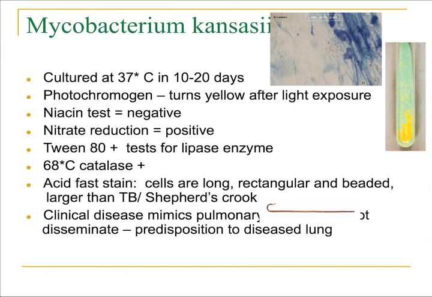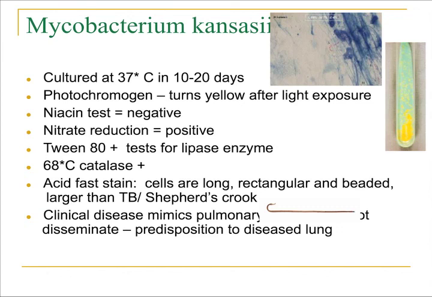Biochemically, it's niacin test negative, nitrate positive. It produces Tween 80 hydrolysis and a 68 degree catalase reaction. One of the most interesting things about this organism is its acid-fast stain. The cells are long and rectangular and beaded, somewhat like TB, but the organism is usually longer than TB organisms and has this very unusual shepherd's crook morphology.